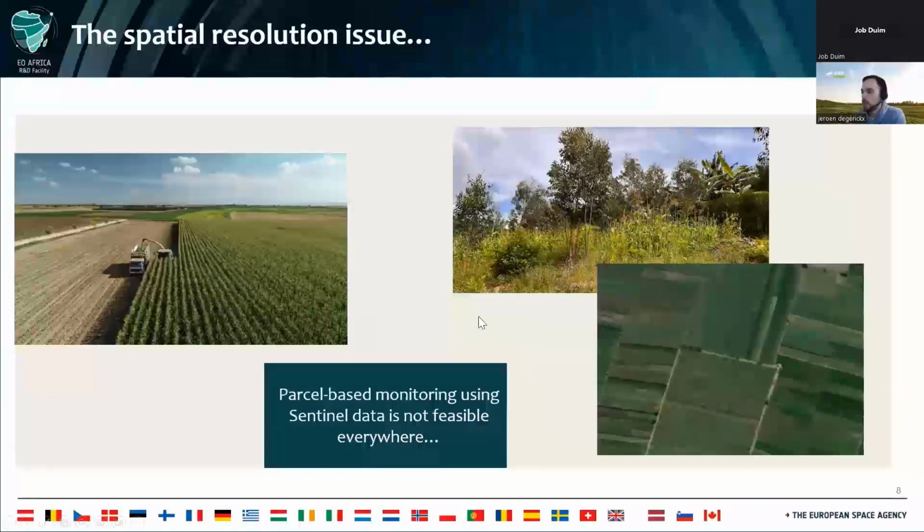But if you move to, for instance, African countries or tropical regions in Asia as well and South America, where you have lots of smallholder farmers having mixed cropping, where multiple crops are intermixed on an individual field and the fields are very small in size, then even that 10-meter resolution probably won't suffice for your application.